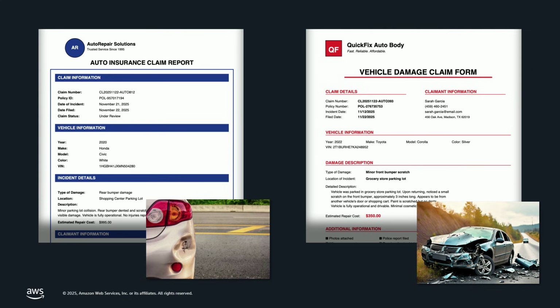But on my right-hand side, I have a claim form that states that this was actually a minor front bumper scratch that happened in a grocery store parking lot. And I don't know, do you think that this is a minor scratch? Doesn't look like a minor scratch to me. I know. Yeah, I would say that's a little more than a minor scratch in a parking lot.